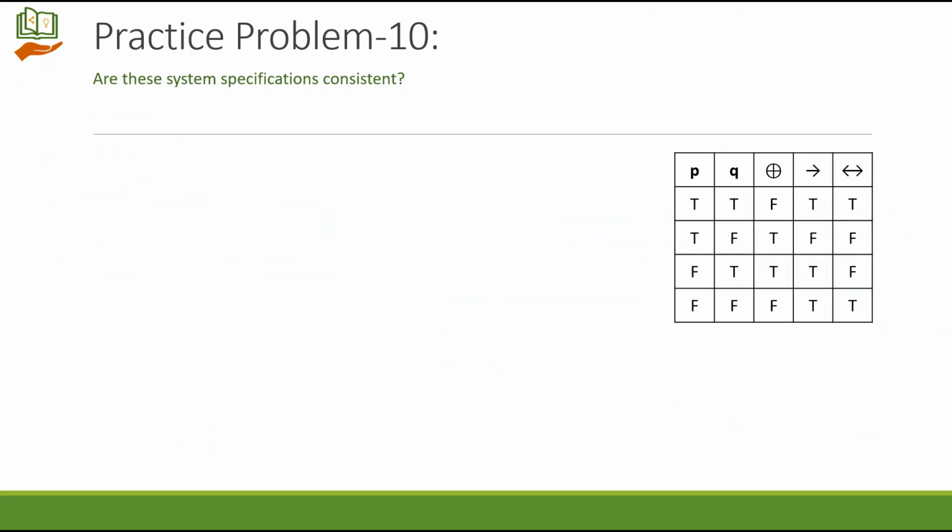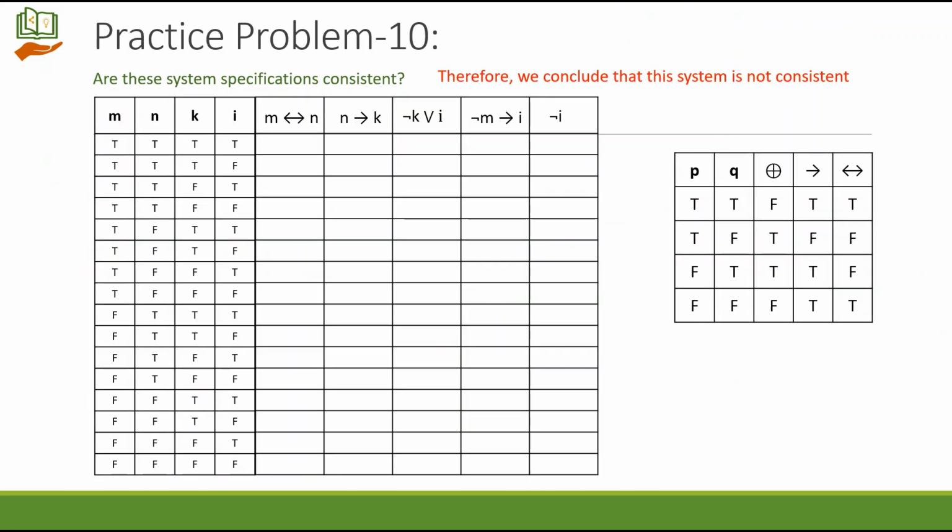So I will also show you in truth table format. So what is M implies N? The first 4 values we will have true. Then the last 4 values we will have true. What about the implies operation? Whenever N is T and K is false, we will have false. The rest of the values we will have true. Now we will move to negation of I. So we have to just reverse them. F T, F T.